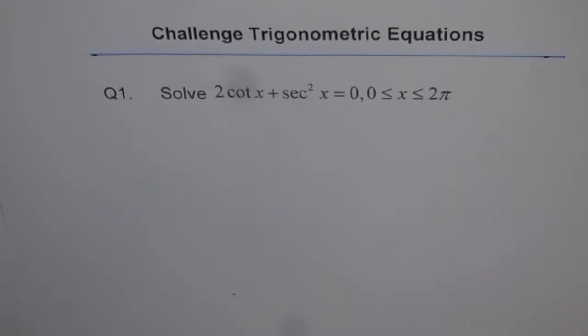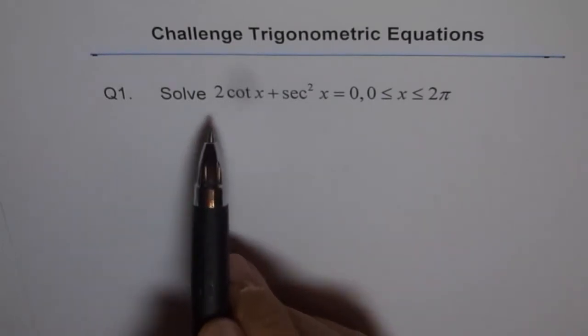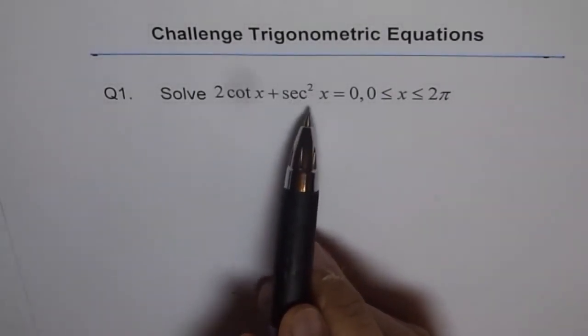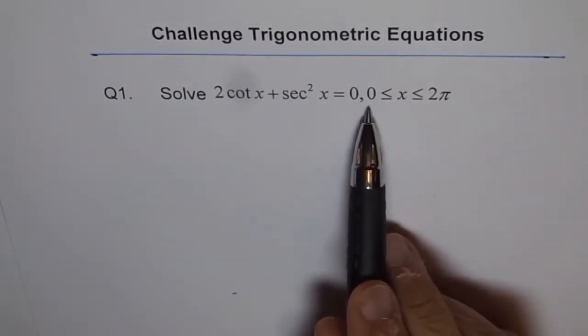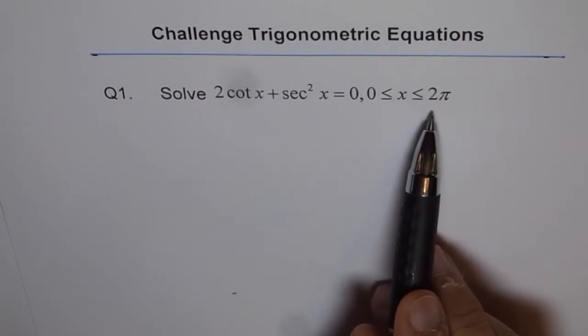Challenge trigonometric equation. Here's a very difficult trigonometric equation to solve. Question 1. Solve 2 cot x plus sec²x equals 0, where x is greater than or equal to 0 and less than or equal to 2π.